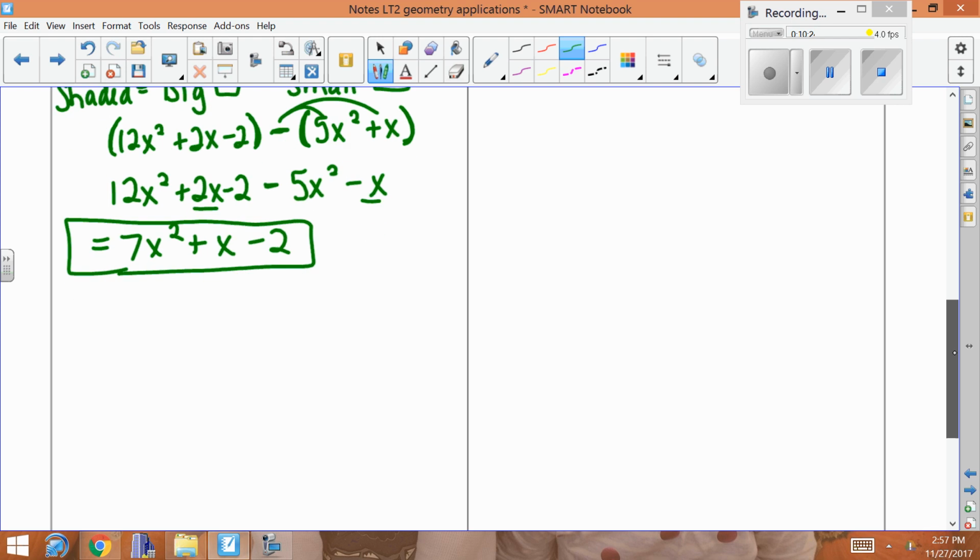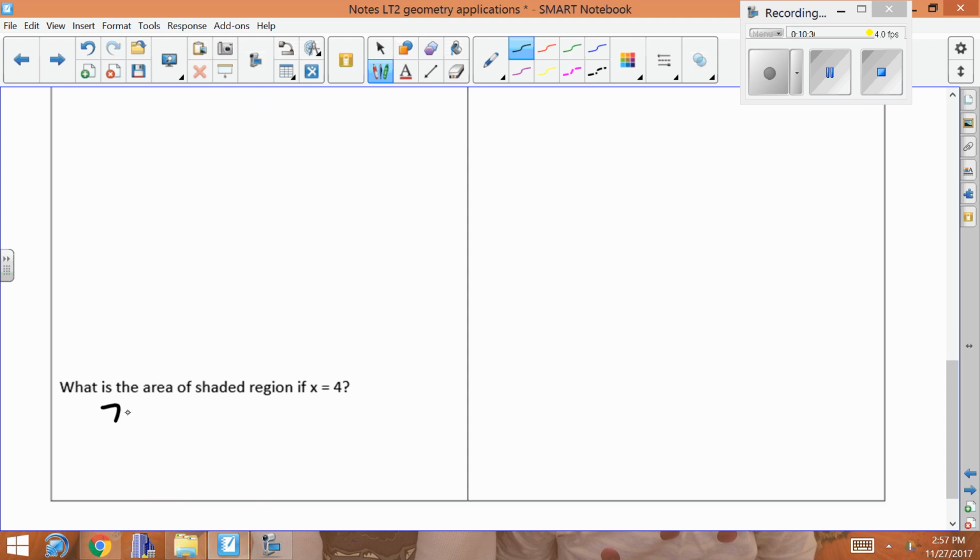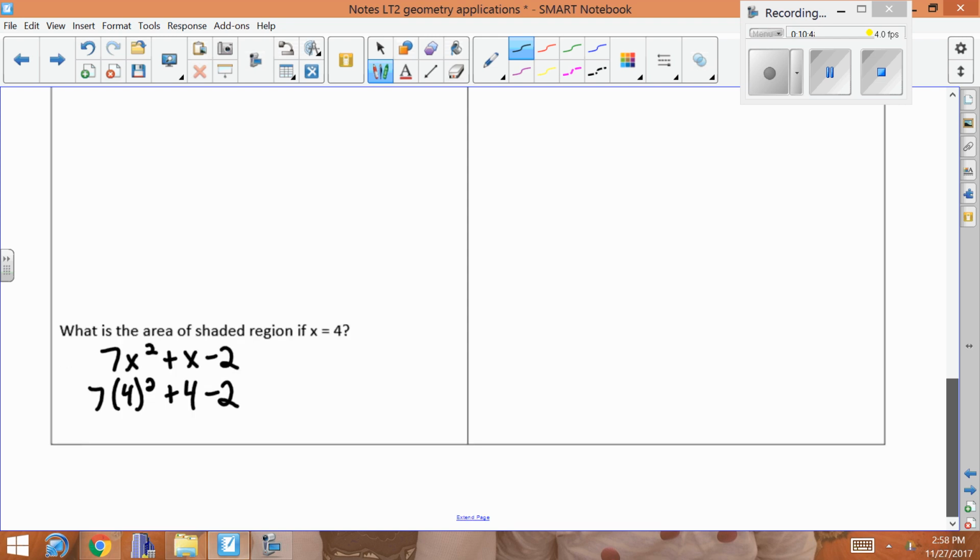Notice I'm asking you one more question way down here at the bottom. What's the area of the shaded region if x equals 4? So this time I'm just giving you a numerical value for x. So we know that we have 7x squared plus x minus 2. If x equals 4, we're just plugging 4 in. 7 times 4 squared plus 4 minus 2. We get 7 times 16, or 112.